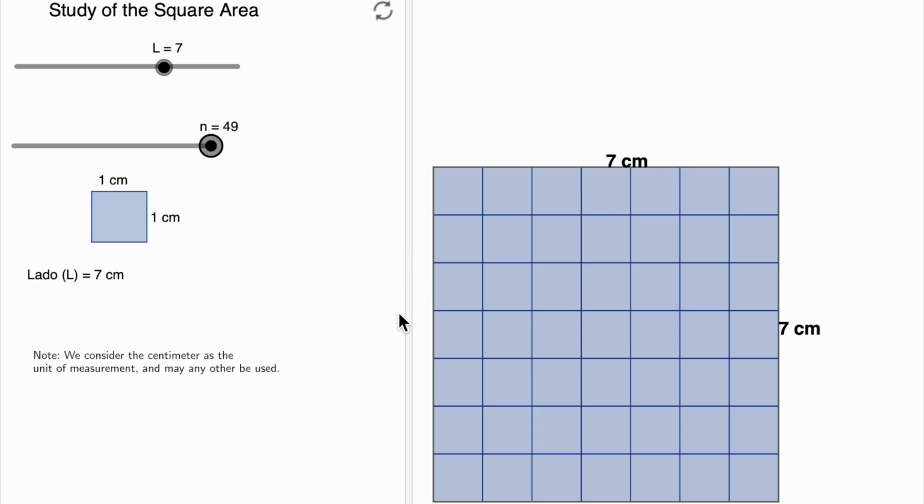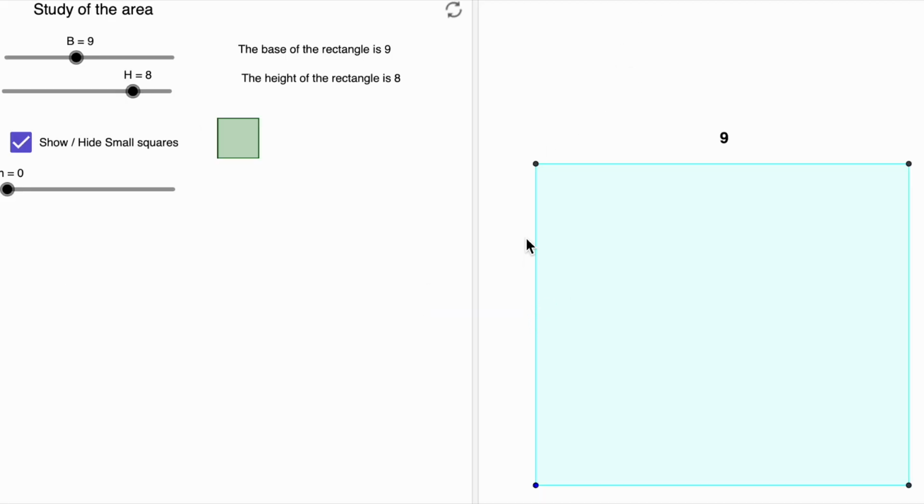Okay, let's move on to the rectangle. Here is a rectangle whose long side is 9 centimeters and short side is 8 centimeters. In other words, the base of this rectangle is 9 and the height of the rectangle is 8.